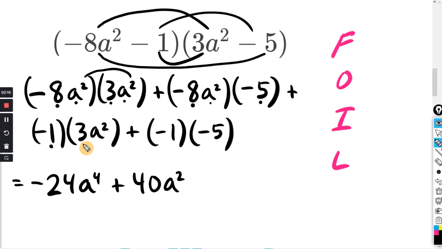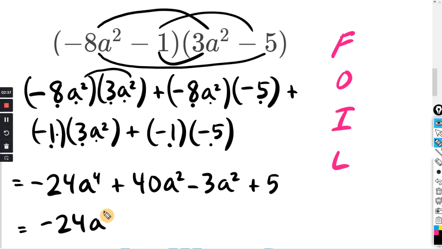Next up, negative 1 times positive 3 is negative 3. And there's no a here, and there's an a squared there. And finally, negative 1 times negative 5 is positive 5. Combining like terms, there's no other a to the 4th. So I'll keep that. 40a squared minus 3a squared should give us positive 37a squared. I'm able to combine these because they both have a squared. And 40 minus 3 is just 37.